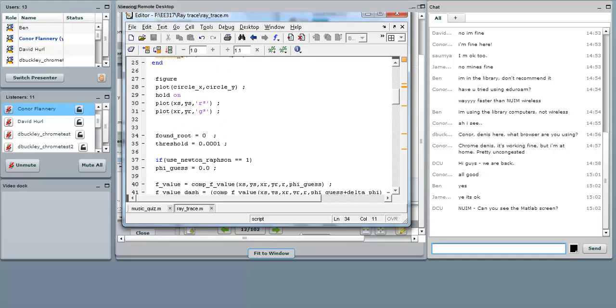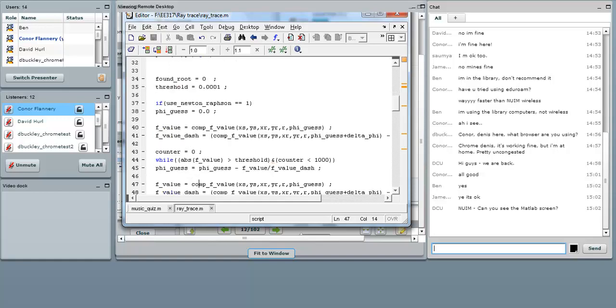Now, next thing we do is we say, let's find the reflection point. So we need a little indicator to tell us when we found the root. So we have a little variable, we say found root. We set it equal to 0 because we haven't found the root yet. When we find a root, we'll change this to 1. We need a threshold because this is a numerical process. We're not going to find the root exactly, so we're going to find it within a threshold, a threshold being a small number. If Newton-Raphson equals 1, then we do all this stuff.